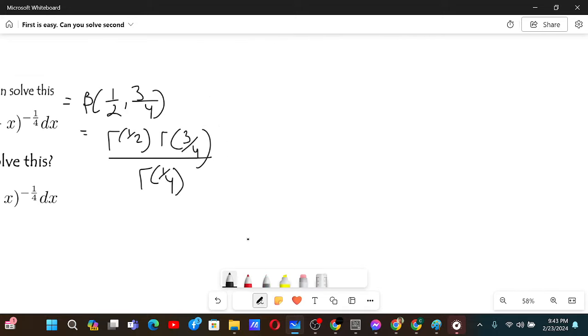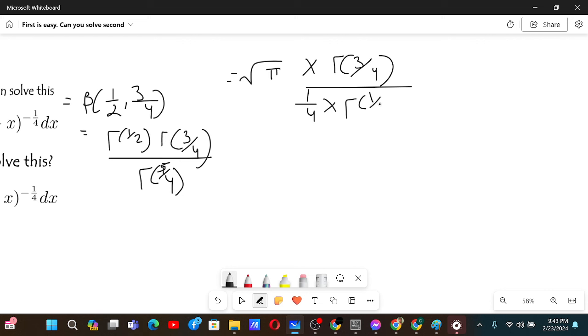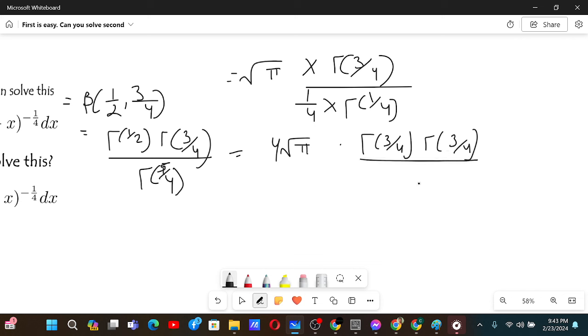And that's not gamma of 1 by 4 in the denominator, it's gamma of 5 by 4, sorry. Now gamma of 1 by 2 is just root pi. And gamma of 3 by 4. Gamma 5 by 4 is just 1 by 4 times gamma 1 by 4. Now this is 4 root pi. We can write this as gamma 3 by 4, gamma 3 by 4 by gamma 1 by 4, gamma 3 by 4. Now that's gamma n, gamma 1 minus n.